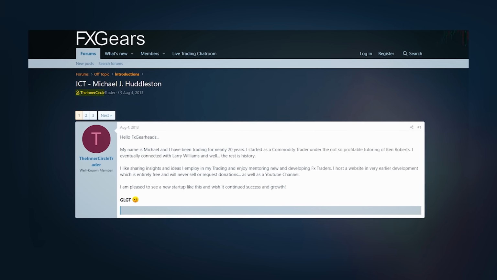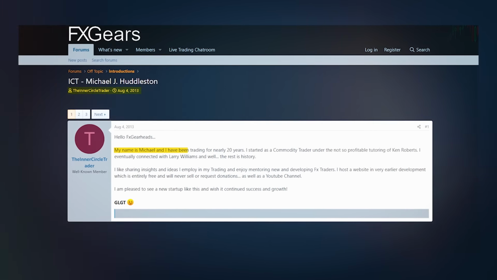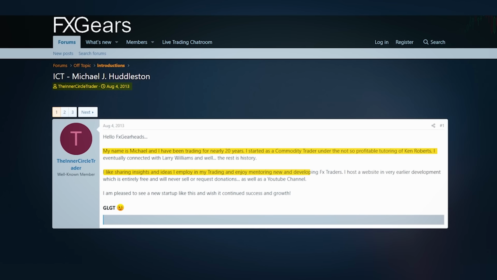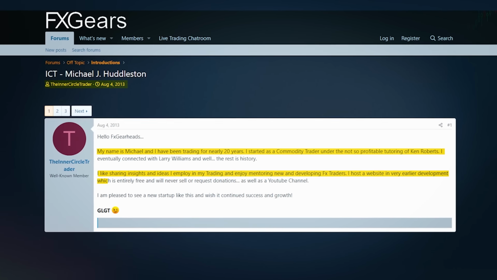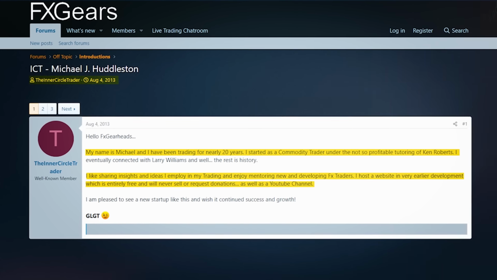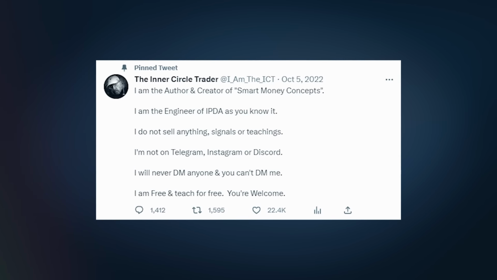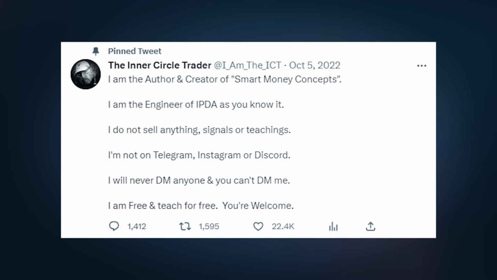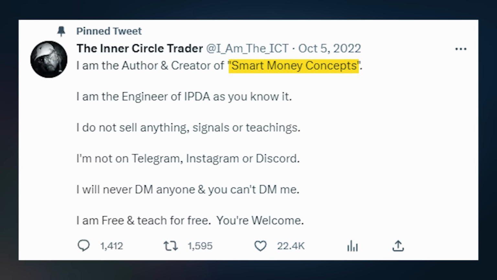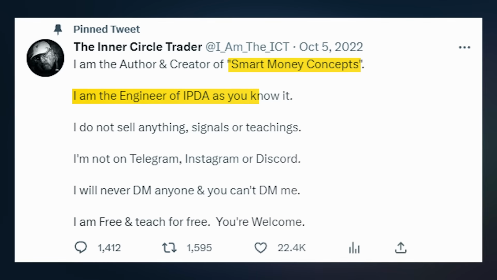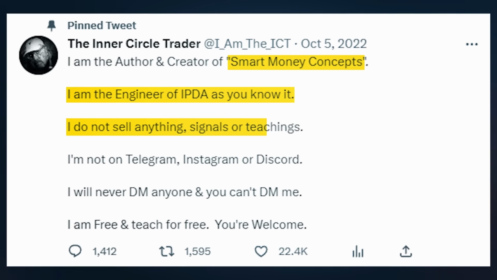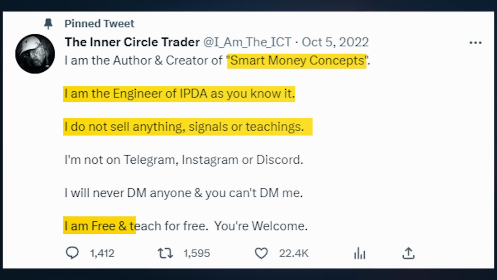In 2013, Michael debuted on FX Gears, claiming himself as a seasoned trader. He utilized this platform to promote his website, advocating his passion for mentoring emerging traders. During this period, he emphatically declared he had no intention to sell anything or solicit any donations. Fast forward to his latest Twitter account, I Am the ICT, where his pinned tweet claims his authorship and creation of smart money concepts and his role as the engineer of IPDA. He reaffirms, even after conducting 6 paid private mentorships, that he has no plans to sell anything, including signals or teachings.